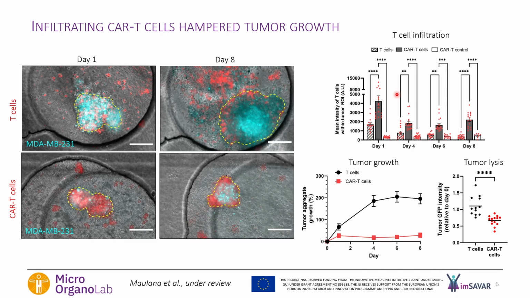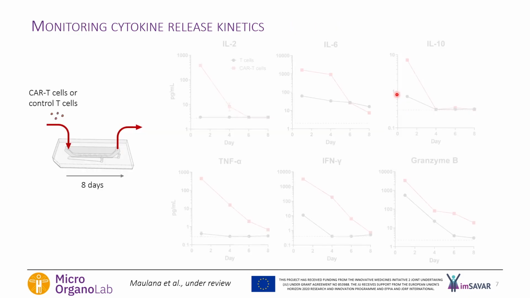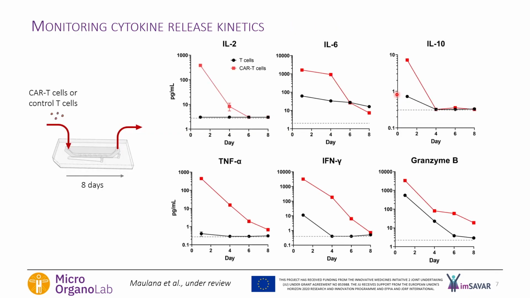So because we are interested in modeling cytokine release syndrome, we measured the typical cytokines, also measured clinically to basically tell whether or not the patient will develop cytokine release syndrome or not. For instance, IL-2, IL-6, IL-10, TNF-alpha, interferon gamma, and granzyme B.